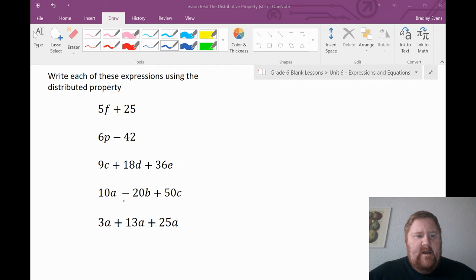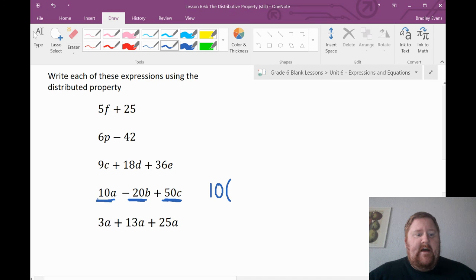Okay, let's take a look at number 4. 10a, take away 20b, plus 50c. First thing I do is look for a common multiple, a product that I can take out of each one of those values. I can't take out an a because they don't all have a's. I can't take out a 7 because they don't all have 7. I know 4 can go into 10 and 20, but 4 doesn't really go into 50 easily. I'm going to take out 10 because I can see that 10a, 20b, and 50c can all share a multiple of 10. So I'm going to take 10 out and then distribute the rest.